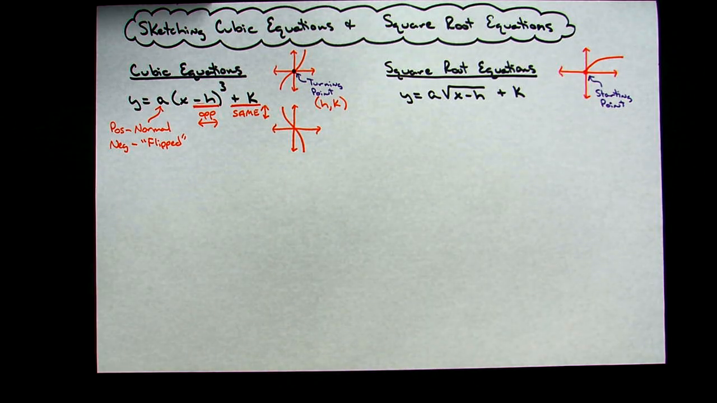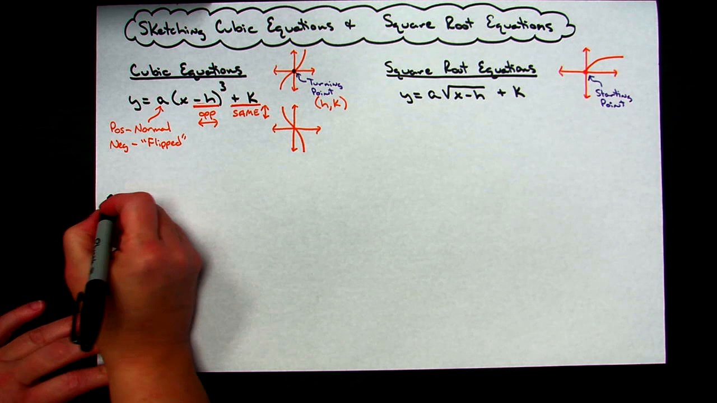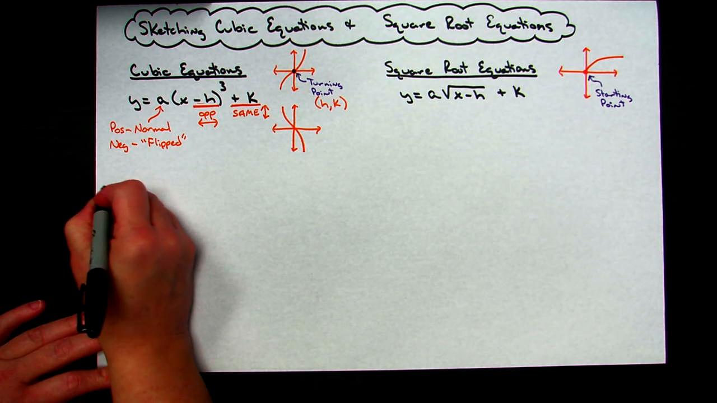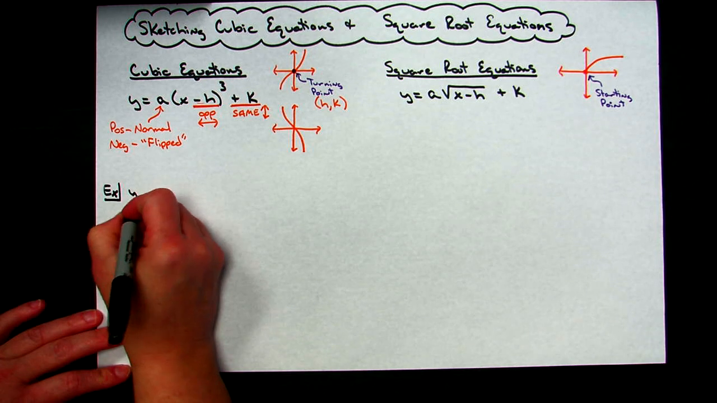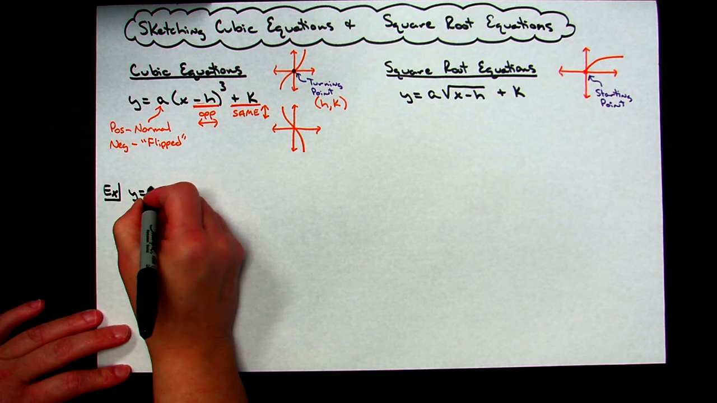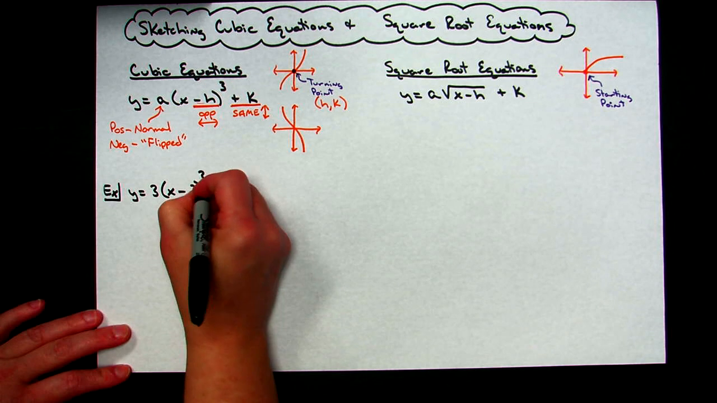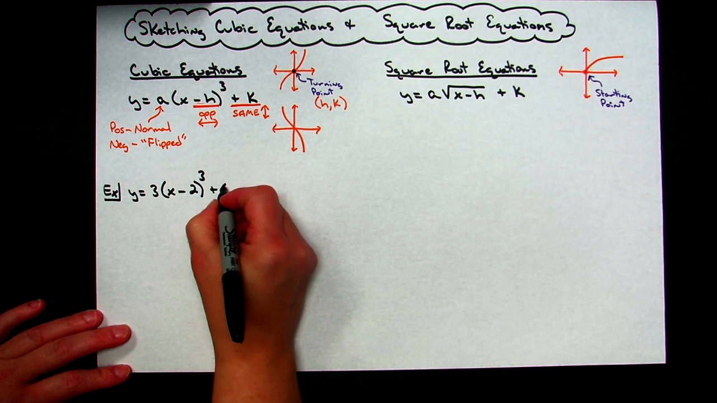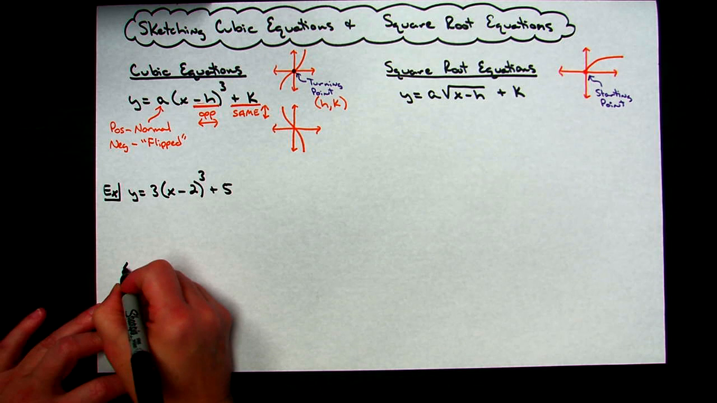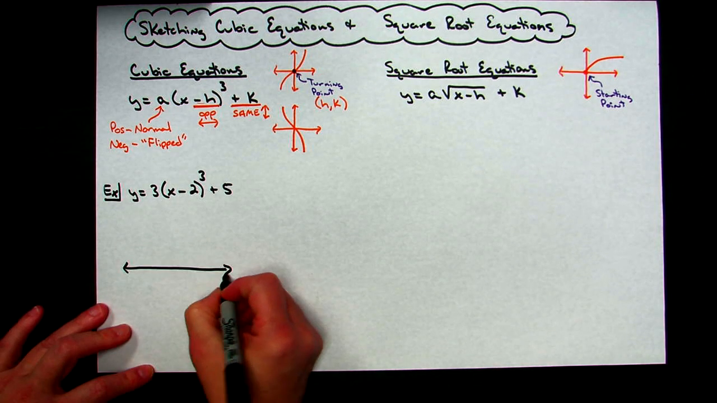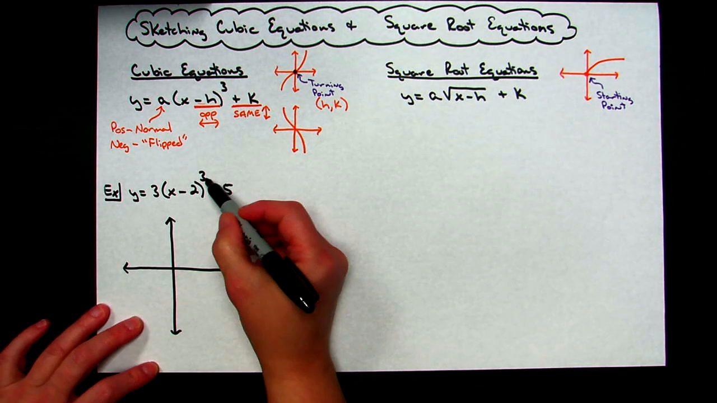Maybe I can even squeeze in two little examples here of a cubic equation. Let's suppose that our first one is y equals 3 times (x minus 2) to the third power plus 5. I'm going to do a really, really rough sketch. Notice I am not using graph paper here, I've just got a sketch going. For starters, I'm going to look at this exponent 3 right here.